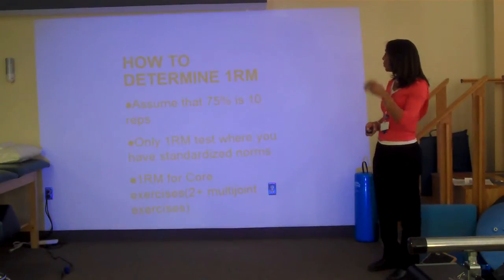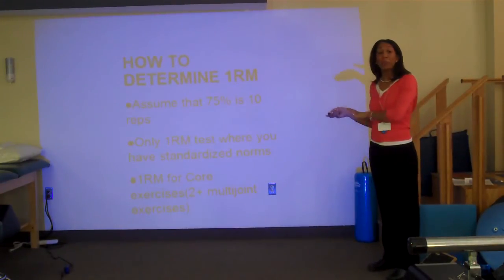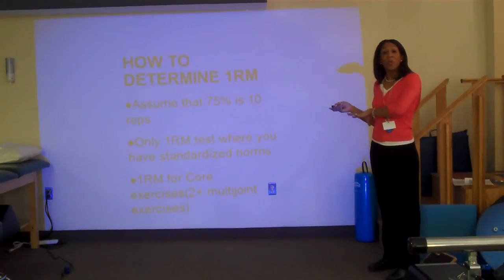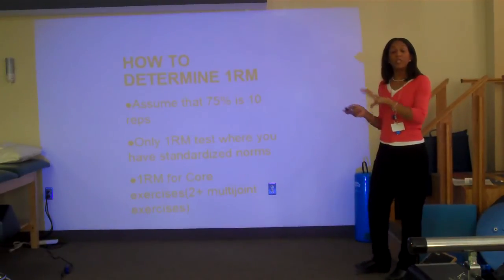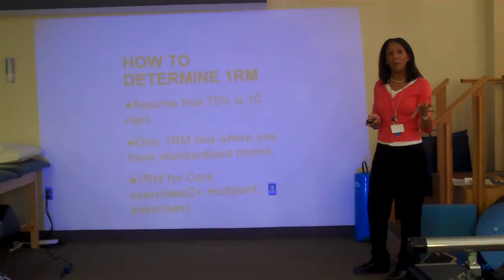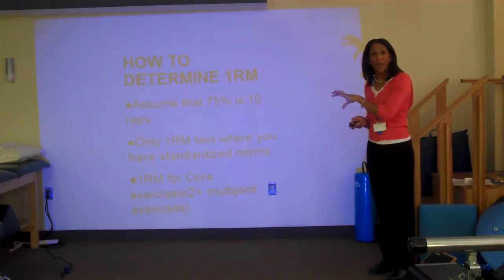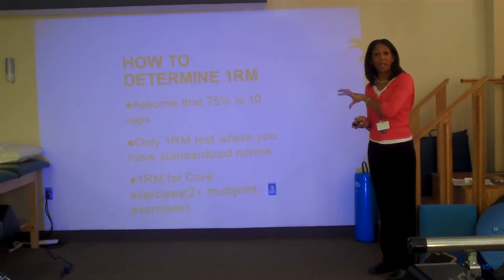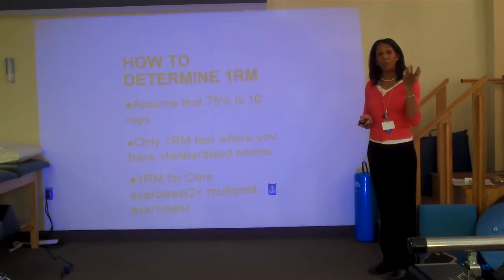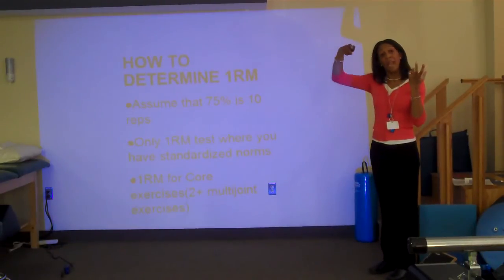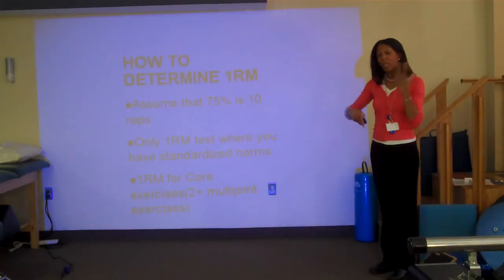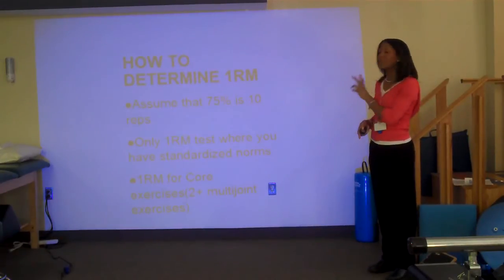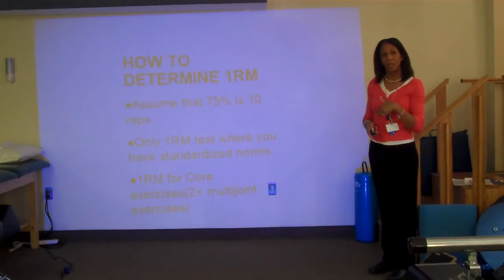So how do we determine the 1 rep max? Well, we can predict it. One way to predict it is based on research. If you assume doing 10 reps equates to 75% of the 1 rep max, as you go up in reps by 2, you go down in the 1 rep max by 5%. So if 10 reps is 75%, then 12 reps is 70%. 14 reps will be 65%.